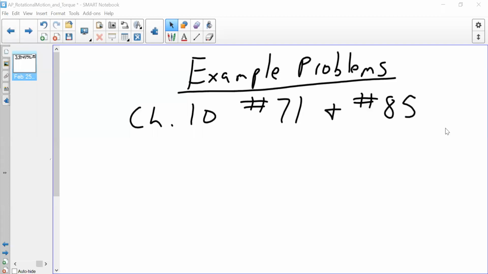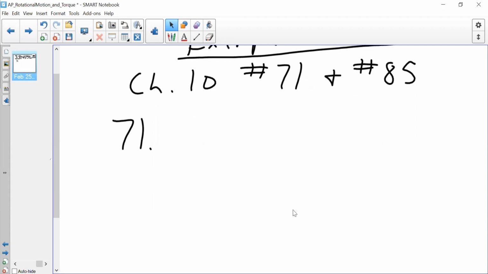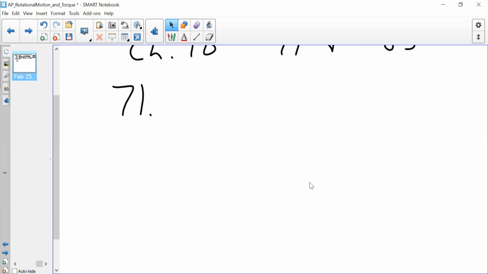Okay, so question 71 of chapter 10 starts off this way. See about doing a split screen, but writing might be too small for that. We'll see as I go along. Okay, so here's this ramp.